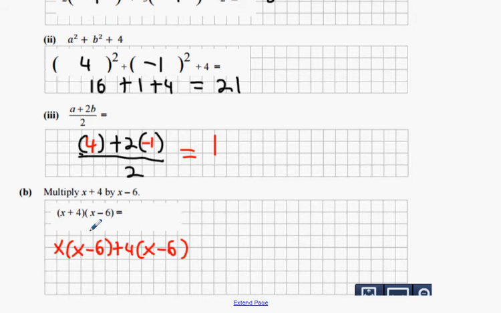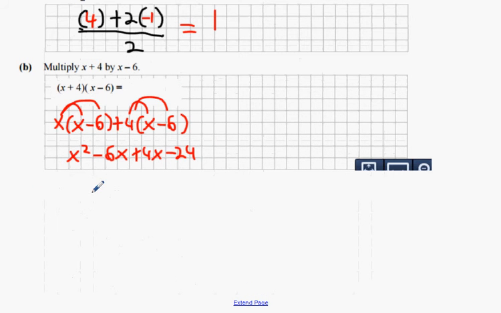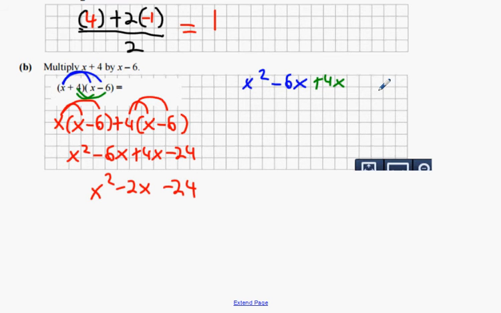And after that? X squared minus 6x, yeah. And after that? Yeah. Well done. Some other people might have tried it this way. Just x squared minus 6x plus 4x minus 24. And then x squared. What's minus 6 plus 4?